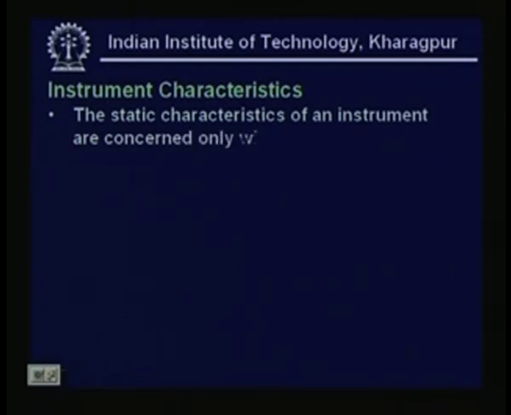The static characteristics of an instrument are concerned only with the steady state readings. It is not concerned with any transient readings. So we will only be concerned with the steady state readings. We will go through the different static characteristics one by one. First of all, the span.